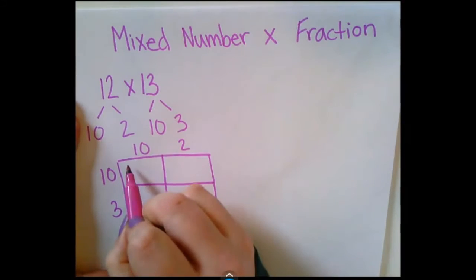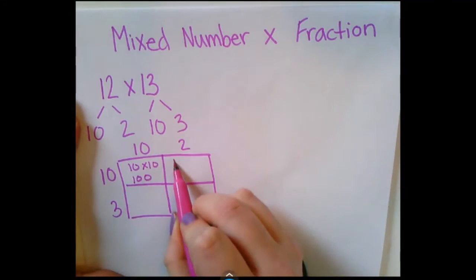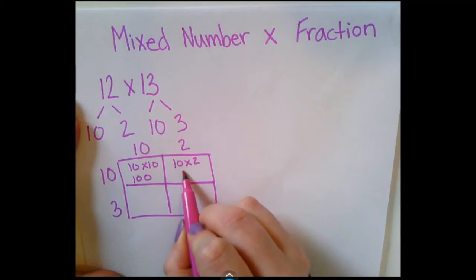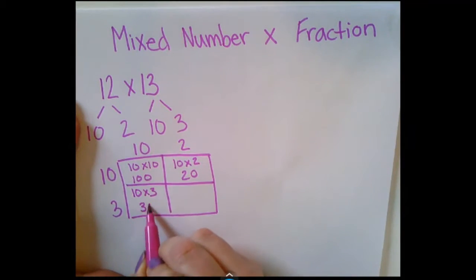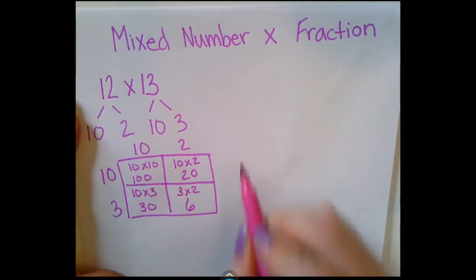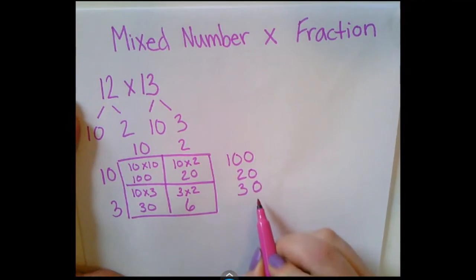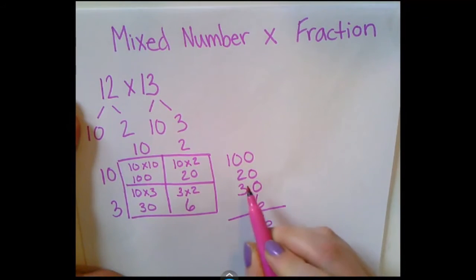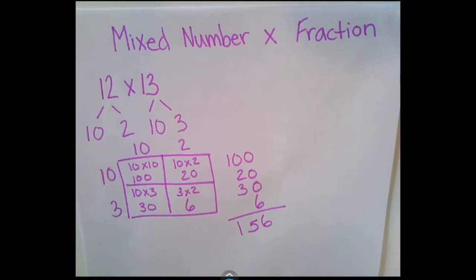We know that 10 times 10 is 100. 10 times 2 is 20. 10 times 3 is 30. And 3 times 2 is 6. And then we add up all of the numbers that are in our area model. In other terms, we use decomposition.